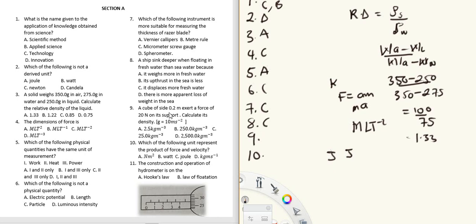And then let's come to question 9. You have a cube of side 0.2 meters that exerts a force of 20 Newton on its support. Calculate the density. You see, this one is not obvious, you have to do a little work.